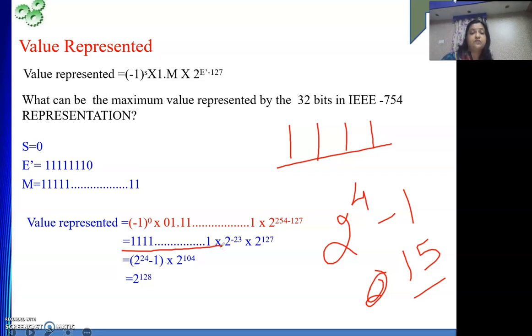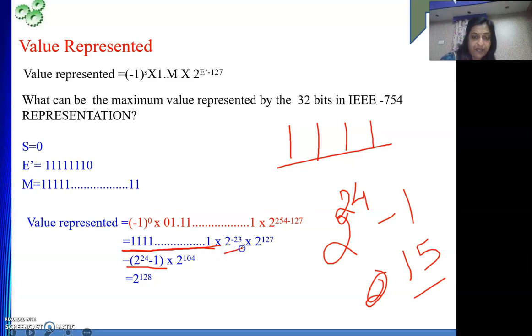So here how many bits are there? 24 bits are there. So what will be the value represented? 2 to the power 24 minus 1. I'll not find out the value. I'll keep it in powers of 2 only. So this part is nothing but 2 to the power 24 minus 1. Hope this part is clear.